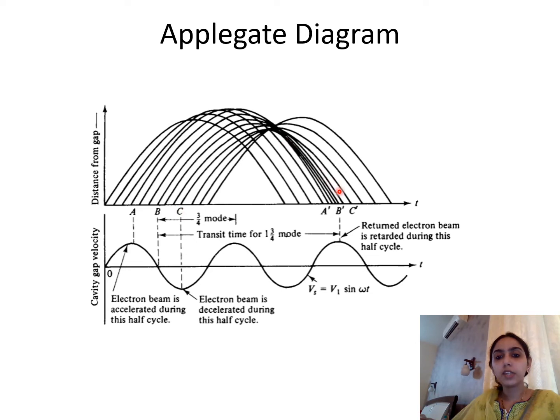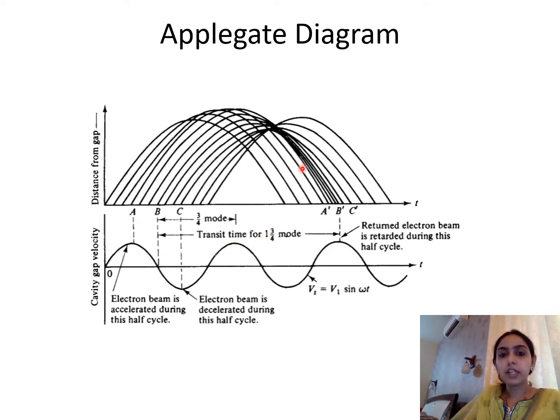Later they get bunched at a particular point, and the best time for the bunching to occur is when the cavity gap voltage is again at its maximum, that is, at the 90-degree point of the sine gap voltage. Here the transit time is shown for, say, the 1 and 3/4 mode. That is how the nomenclature of modes occurs in a reflex klystron. The lowest order mode is the 3/4, and again it will occur for 1 and 3/4, 2 and 3/4, 3 and 3/4, and so on.